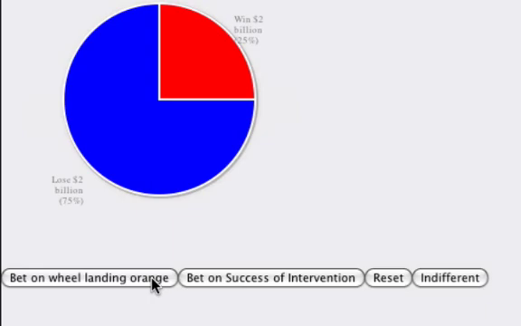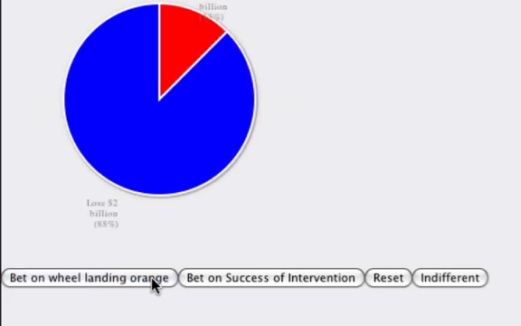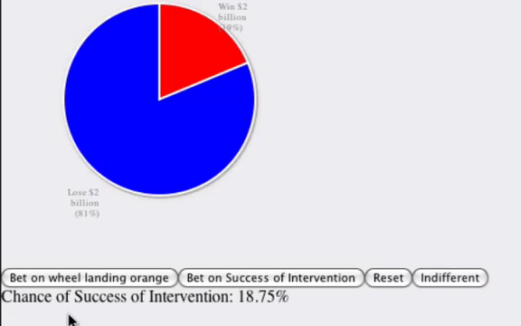Oh, now the orange has decreased. What about now? I think I'd still bet on orange. What about now? Now I think I would bet on success of the intervention. Okay, what about now? At this point, I'm not sure. This is great. When I say I'm not sure, that's the point at which I'm indifferent. So I click indifferent and boom.